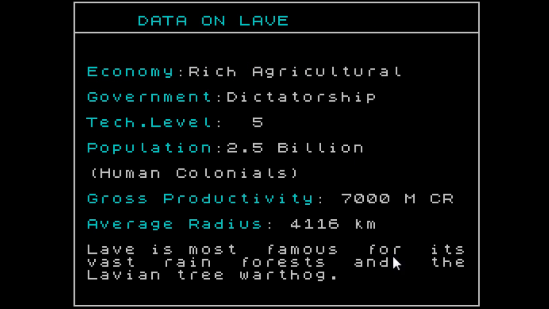You get the information on the planet itself. This is all, again, just from a very small string. This is all procedurally generated, so these haven't been hard-coded in. So you can see it's a rich agricultural dictatorship. It's got tech level, number of people, and also the type of people. And it just gives you a little bit of information. So it even procedurally generates a description for the planet.